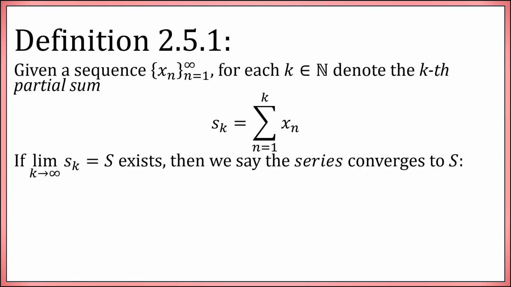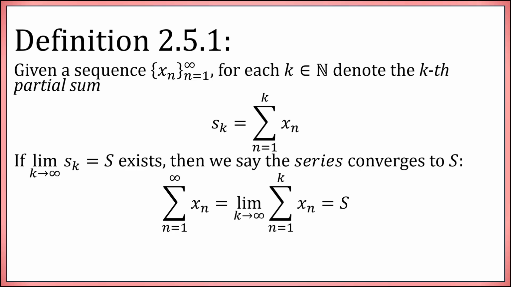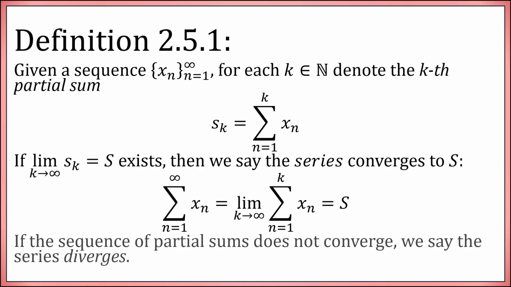If the limit of the partial sums exists, we say that the series converges to S, and we denote it as a sum going from index 1 to infinity. In other words, adding up, in air quotes, all the terms of the series. Observe, we're not really adding up all the terms of the series. We are adding up finitely many and then taking a limit of those partial sums. So this is the definition of a series. If the sequence of partial sums doesn't converge, we simply say the series diverges.